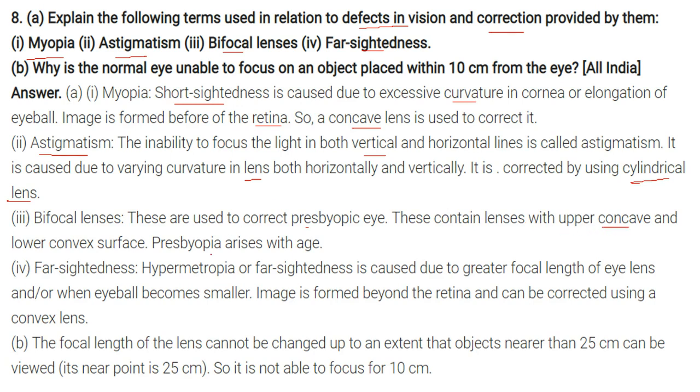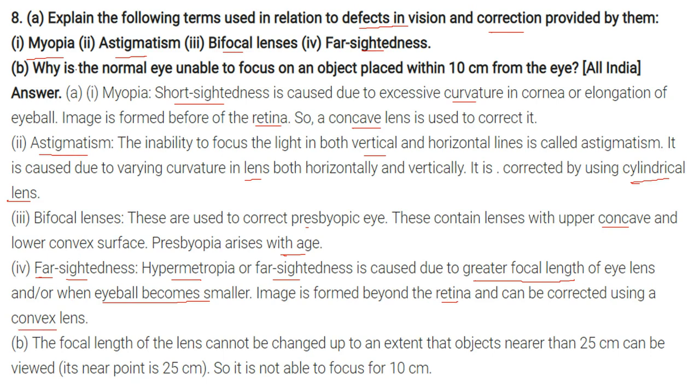This presbyopia arises and it enhances with age. Then we have farsightedness. Hypermetropia, or farsightedness, is the result of a greater focal length of the eye lens, or when the eyeball becomes smaller. So the image is formed beyond the retina, and that can be corrected using a convex lens.